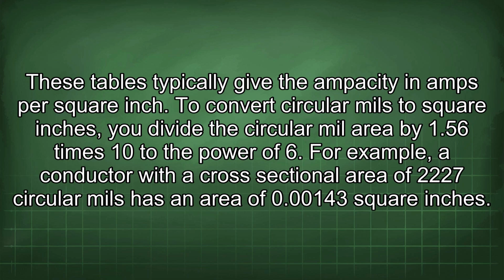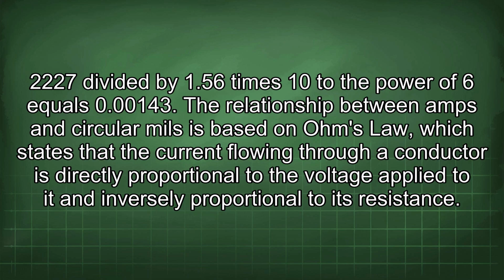To convert circular mils to square inches, you divide the circular mil area by 1.56 times 10 to the power of 6. For example, a conductor with a cross-sectional area of 2227 circular mils has an area of 0.143 square inches. 2227 divided by 1.56 times 10 to the power of 6 equals 0.143. The relationship between amps and circular mils is based on Ohm's law, which states that the current flowing through a conductor is directly proportional to the voltage applied to it and inversely proportional to its resistance.